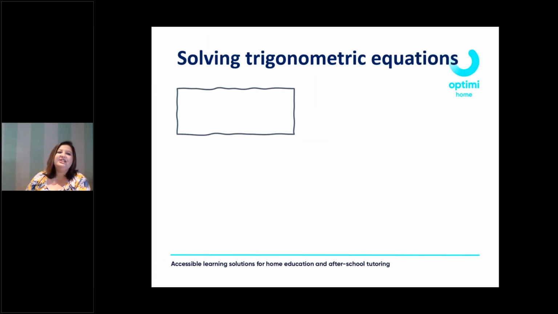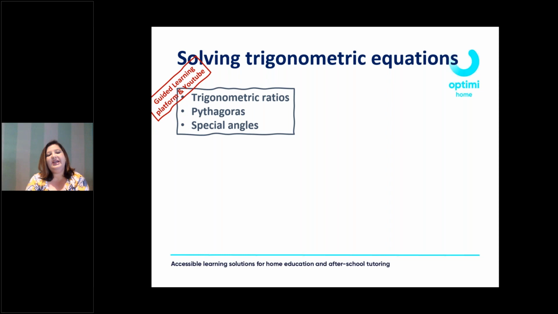So let's look at solving trigonometric equations. You will still need your trigonometric ratios that we looked at. You will still need your Pythagoras and also your special angles. Your Pythagoras and your special angles we have discussed in the notes, and trigonometric ratios we have done in our previous webinar. Like I said, you can get all of that on the guided learning platform and on YouTube.